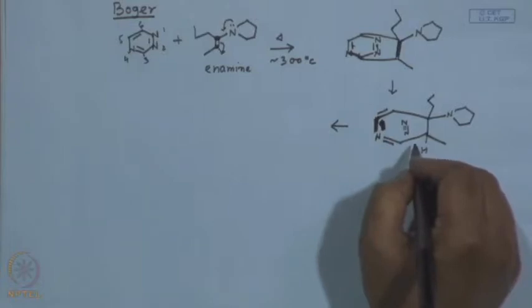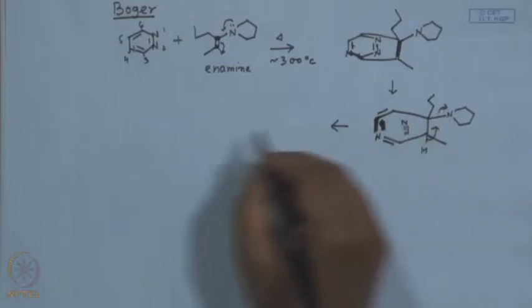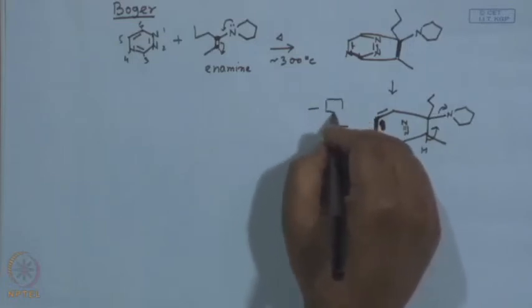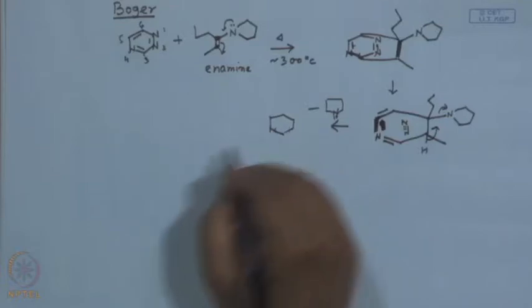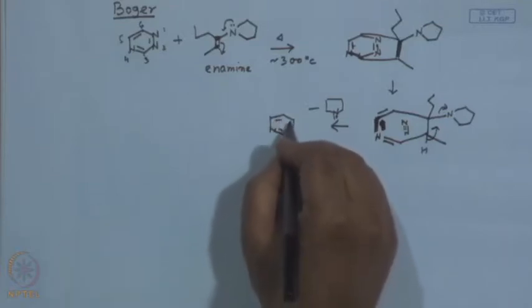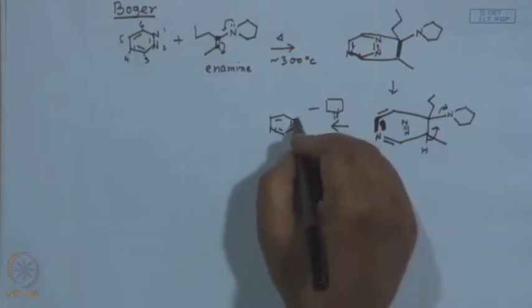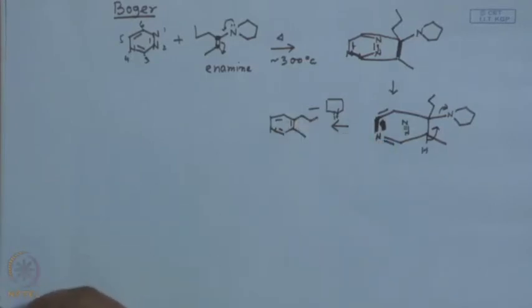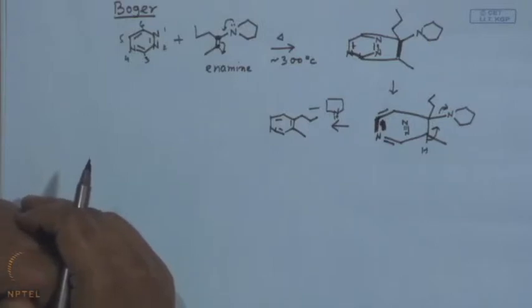aromatization is such a strong driving force. Under thermal condition, it loses the pyrrolidine. So, it loses pyrrolidine. So, eventually, what you will get? You will get a pyridine derivative, right? A pyridine derivative with a methyl at the 3 position and this propyl chain. So, a 3,4 disubstituted pyridine. Okay.